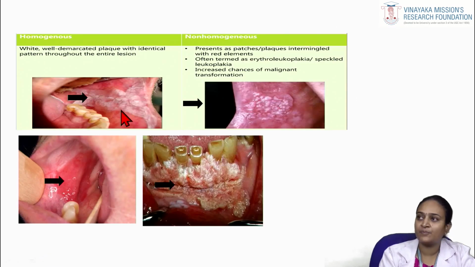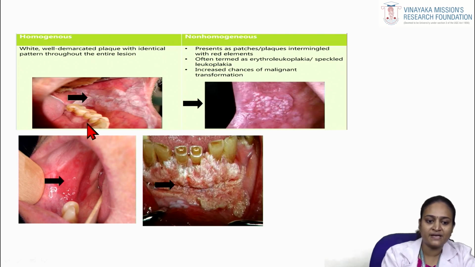So these are examples of different types of leukoplakia. This is an example of homogeneous leukoplakia. This is an example of non-homogeneous leukoplakia. Homogeneous leukoplakia will be a white, well demarcated plaque with an identical pattern throughout the entire lesion. Here you can see the white color patch throughout the entire lesion.